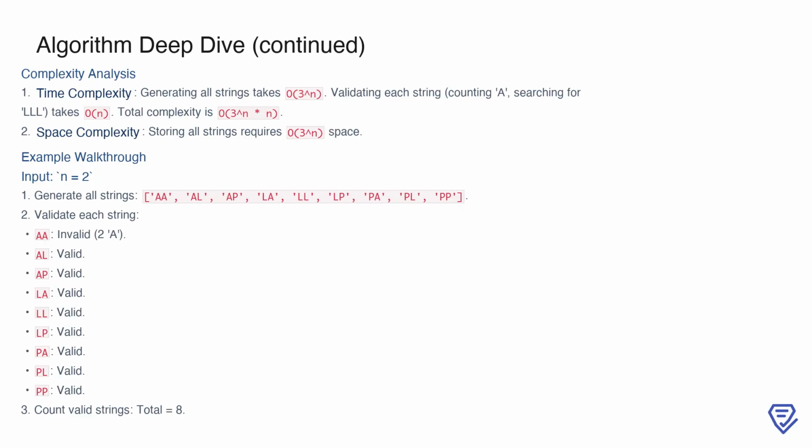To better understand this, consider an example where n equals 2. The generated strings are AA, AL, AP, LA, LL, LP, PA, PL, PP. Each string is validated. AA is invalid due to 2 A's, while the rest are valid. This gives us 8 valid strings out of the 9 generated. The inefficiency of this method highlights the need for more scalable solutions.